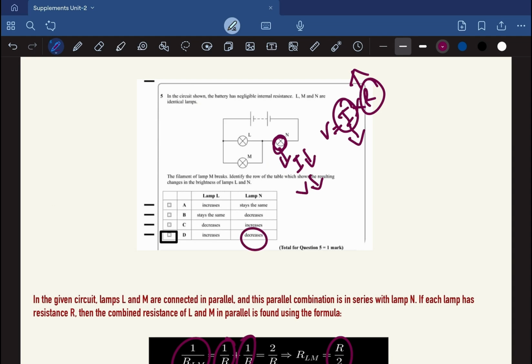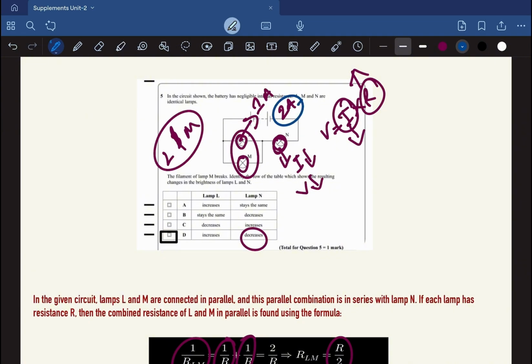Now previously, when both of them were in a parallel circuit, we know current is shared. So L and M both used to share the current. Let's say previously the current flowing through the circuit was 2 ampere. So 2 ampere was shared between these two bulbs, and let's say this bulb used to get 1 ampere. Now the current flowing through this circuit has decreased. Let's say it has become 1.5 ampere instead of 2 ampere.